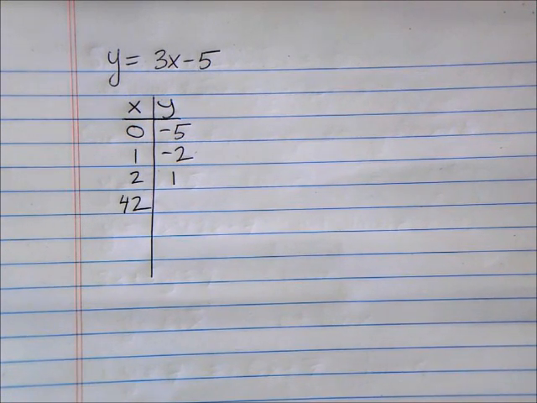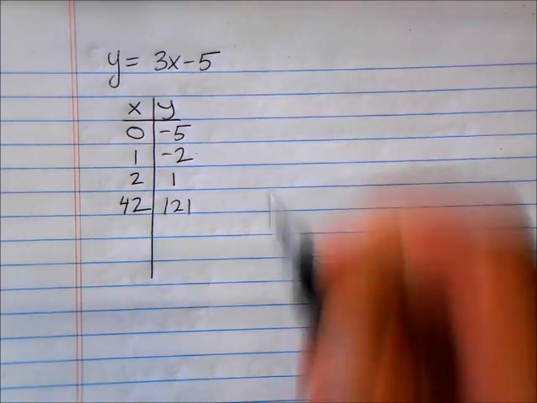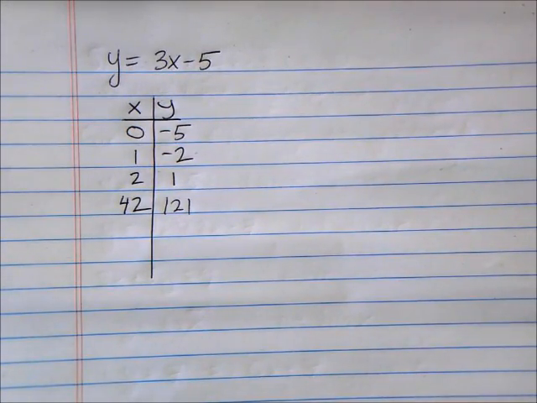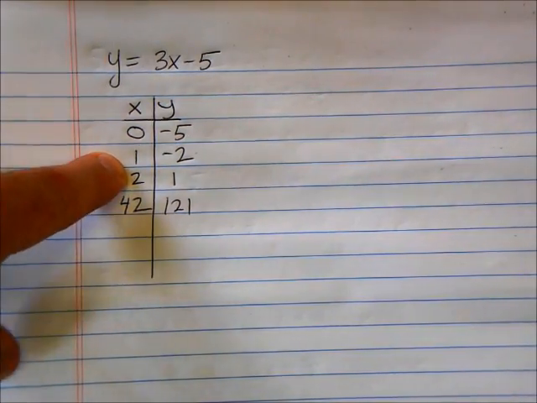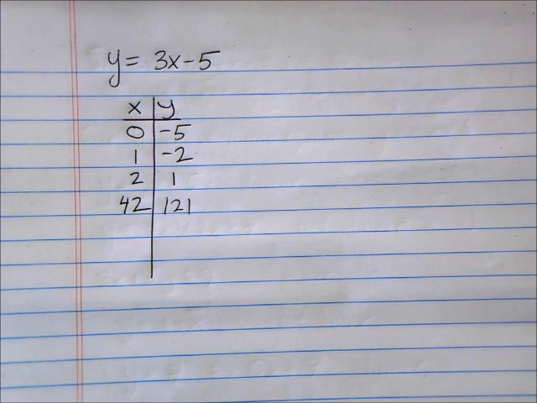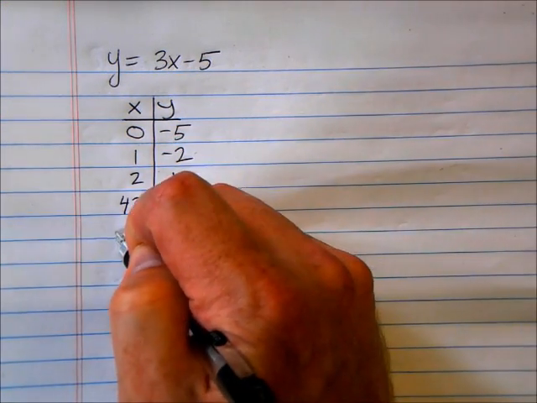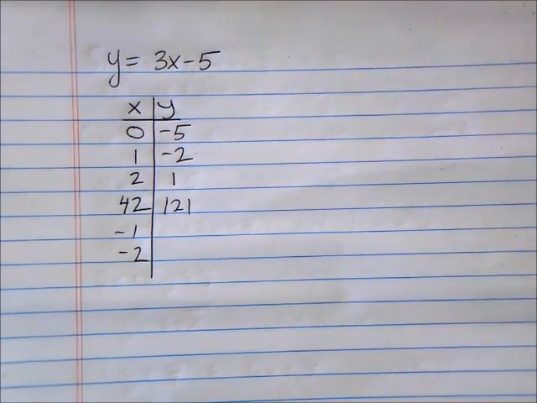How about when you plug in 42? 42 times 3 is 126, I think. 126 minus 5 is 121. All right. Again, nothing wrong with that. Difficult to graph, depending on how you do your scaling. All right, so I used 0. I picked a couple of my favorite positive numbers. Now I want to pick a couple of my favorite negative numbers. What are my two favorite negative numbers? -1 and -2.